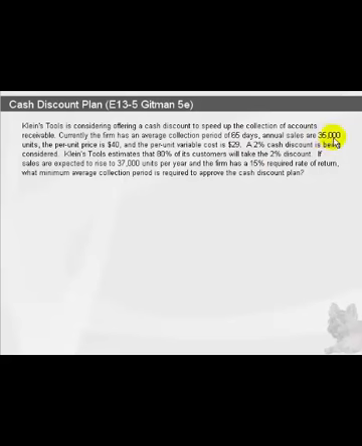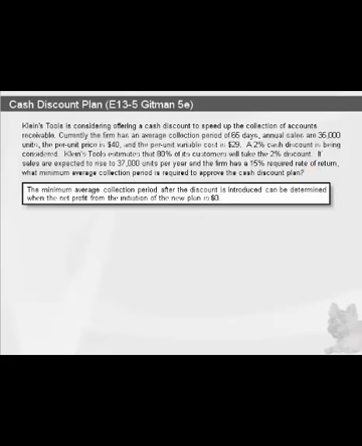A 2% cash discount is being considered. Klein's Tools estimates that 80% of its customers will take the 2% discount. And if sales are expected to rise to 37,000 and the firm has a 15% required rate of return, then we're asked what minimum average collection period is required to approve the cash discount plan.